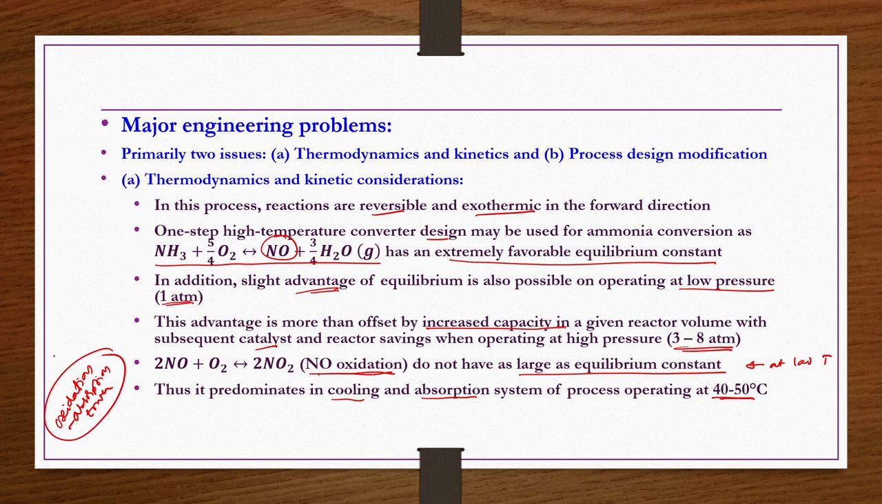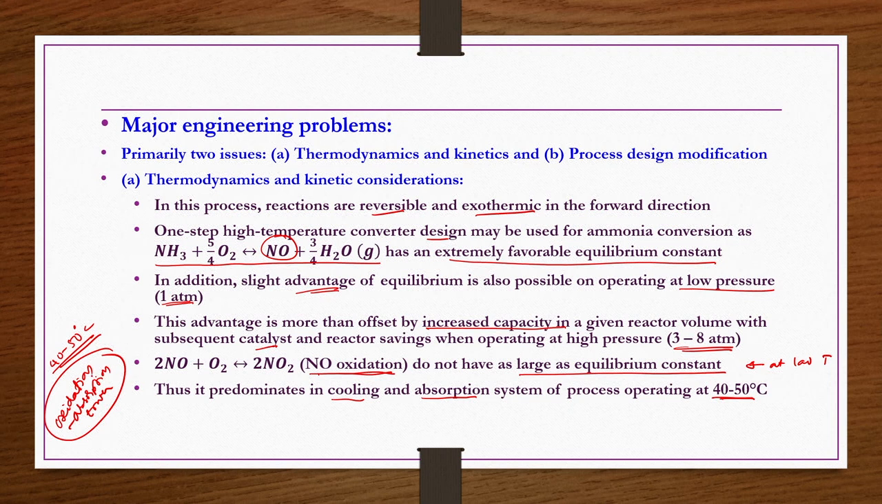Because here you need only low temperature conditions, 40 to 50 degrees centigrade, and the input gas coming here has only 10 to 12% NO, whereas you are getting from this one acid having up to 60% HNO3. Such is the importance of this process. However, the converter, the shell and tube reactor or converter system, is unavoidable because only after that step is it happening.